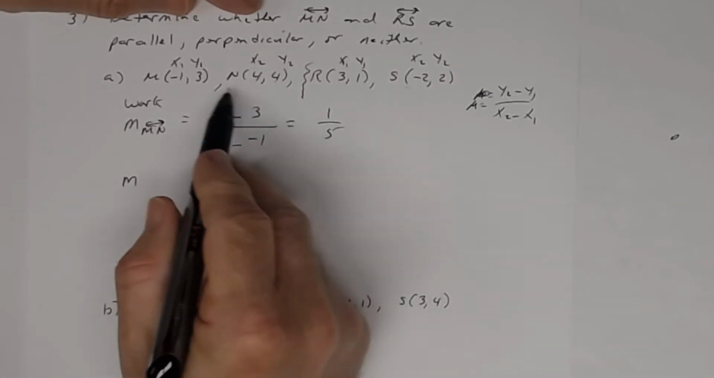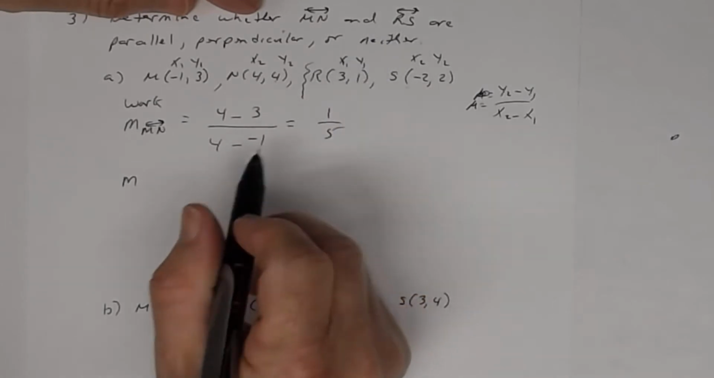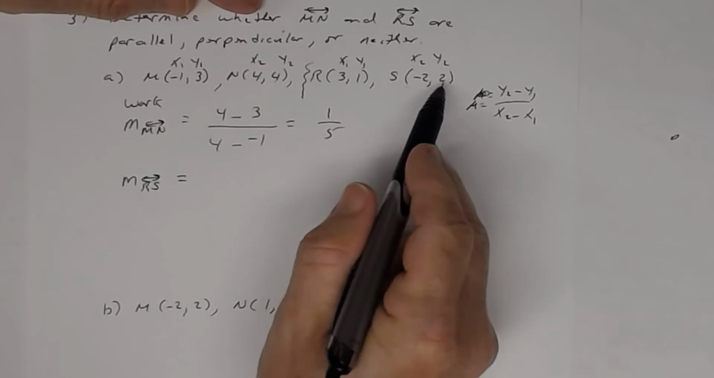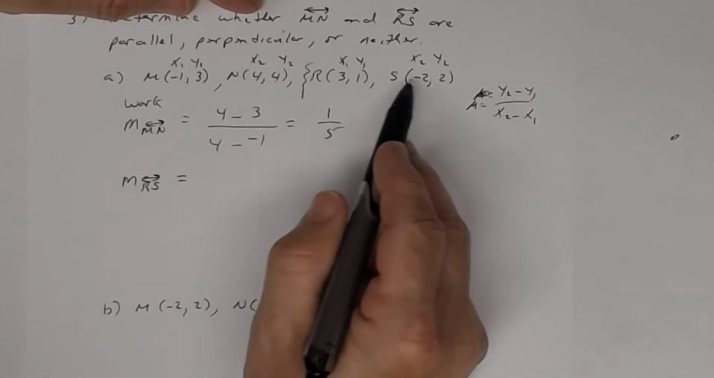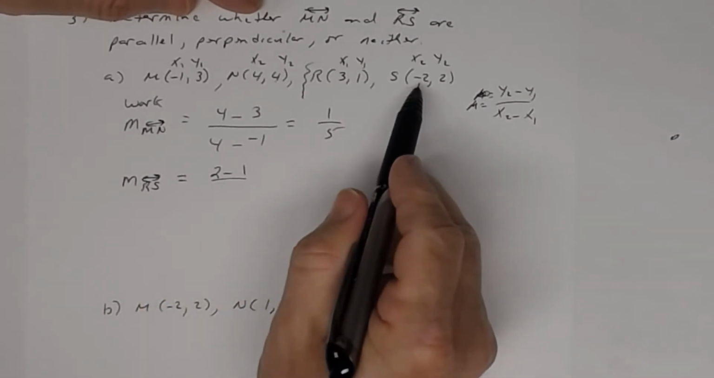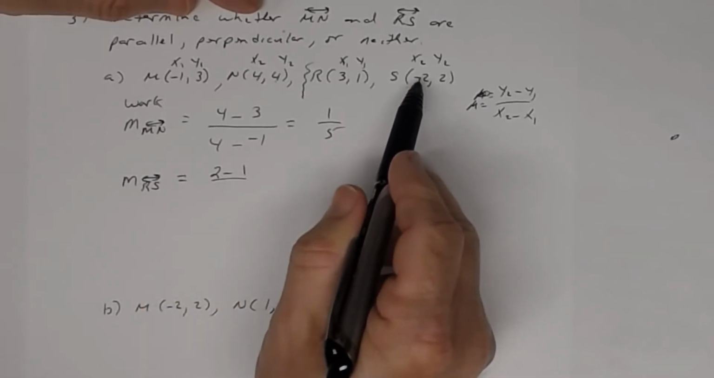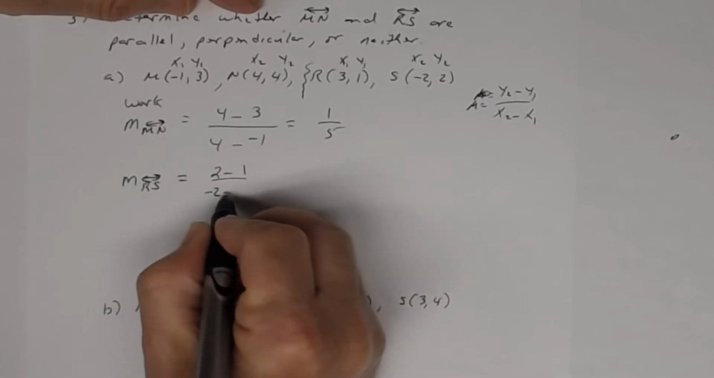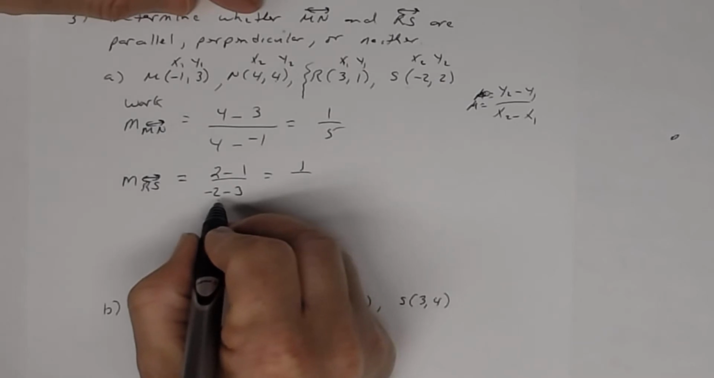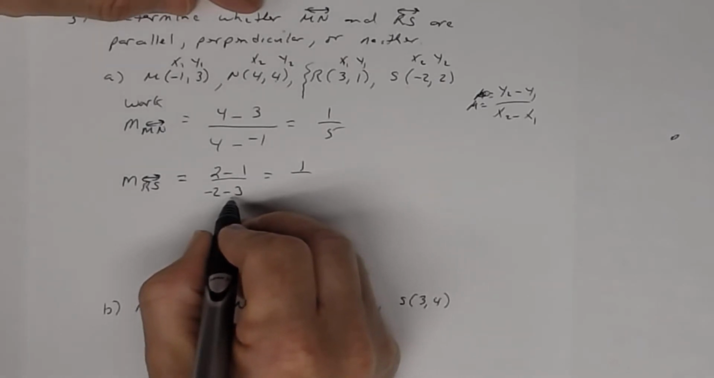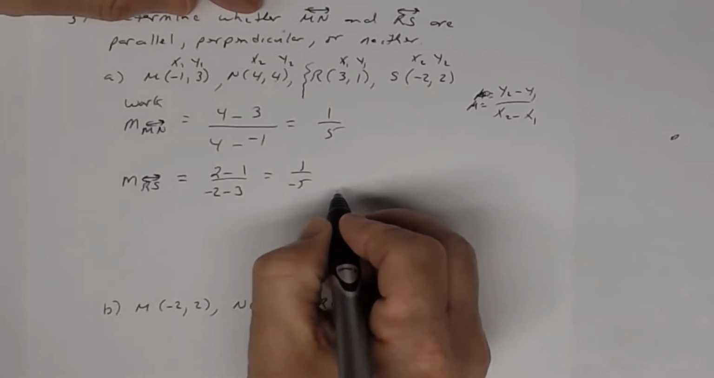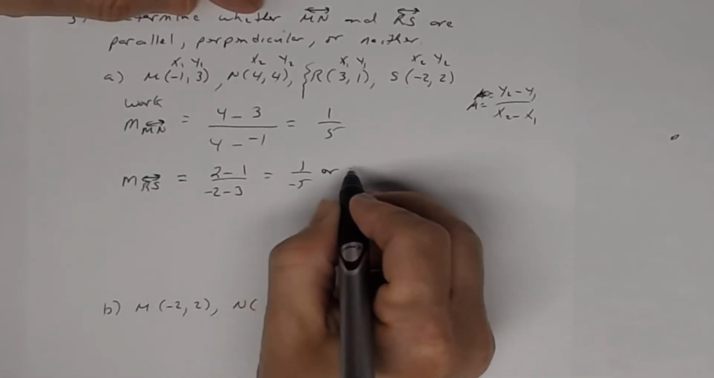Now we're going to find the slope of line RS. So the slope of line RS equals, do the same thing, y sub 2 minus y sub 1. 2 subtract 1, divided by, since it started with 2, I have to start with negative 2. Negative 2 subtract 3. Well, 2 subtract 1 is 1, right? Negative 2 subtract 3, or negative 2 and a negative 3, is a negative 5. Okay? Which I can write as negative 1/5.